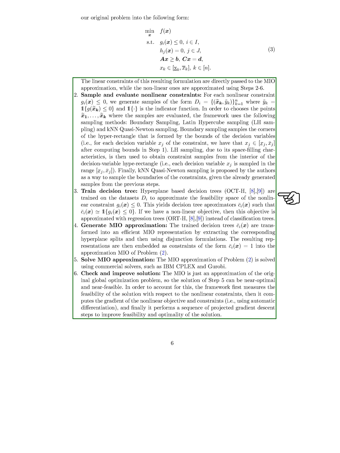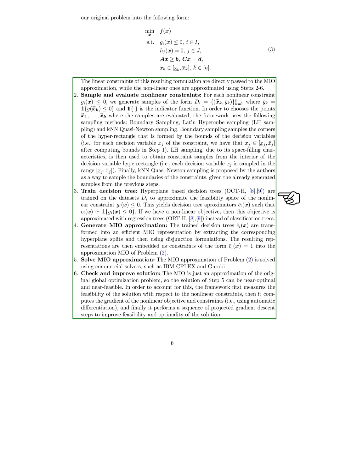Latin hypercube sampling is used to obtain constraint samples from the interior of the decision variable hyperrectangle. Finally, KNN quasi-Newton sampling is used to sample the boundaries of the constraints, given the already generated samples from the previous steps.